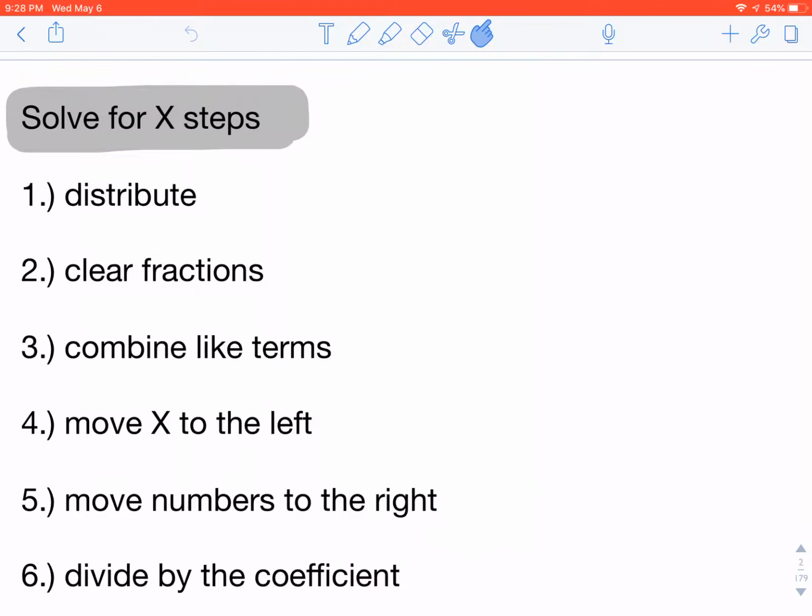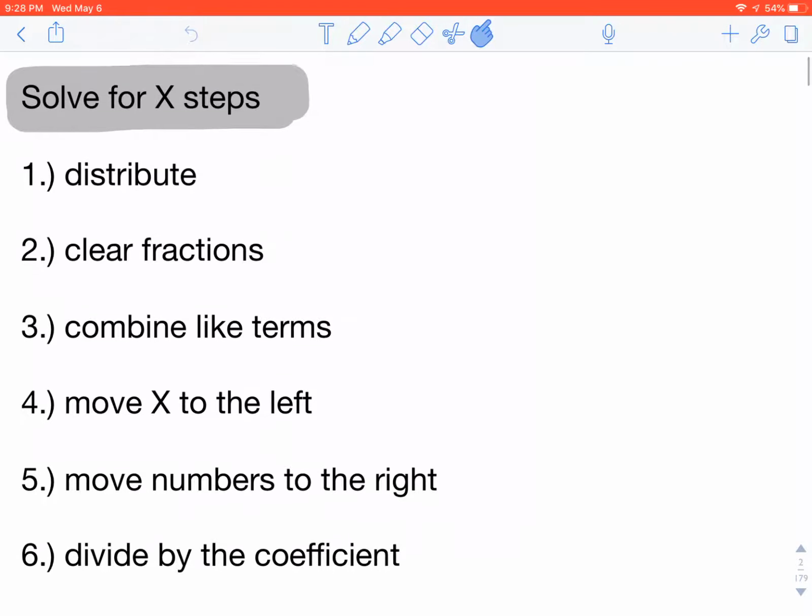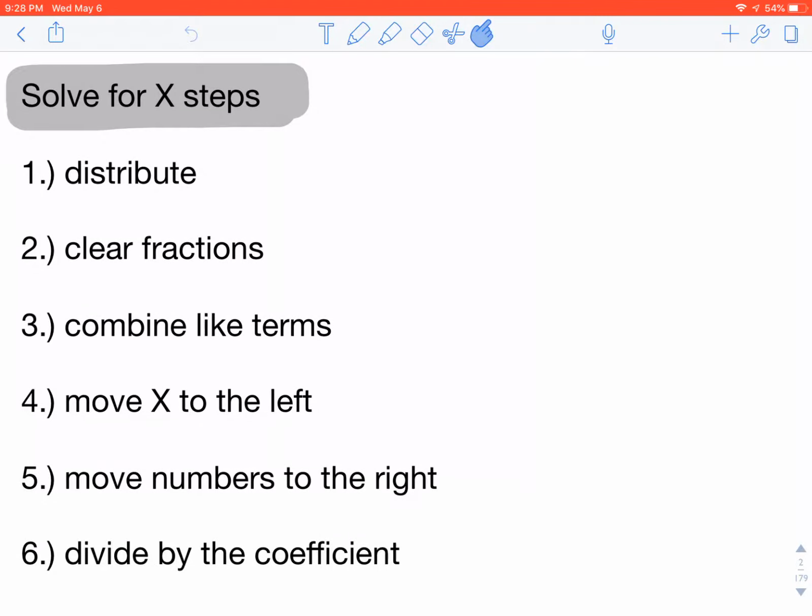These are our 6 Solve for X steps. Okay, just a quick read through of these, reminding you of what they are. The first thing that you want to do for all equations and inequalities to get x by itself is distribute. You then want to see if there's fractions to clear. Step 3 is combine like terms. Step 4, move x's to the left. Step 5, move numbers to the right. And step 6, divide by the coefficient. So you know you're done when the variable is by itself on the left-hand side.